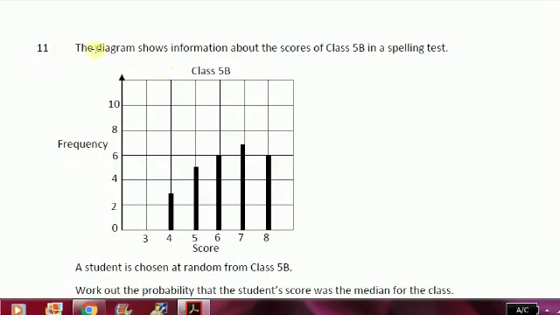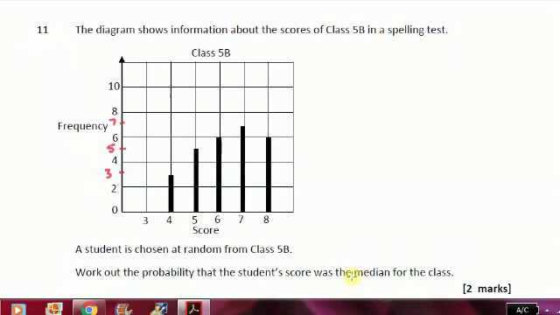Question 11. The diagram shows information about the scores of Class 5B in a test. So score of 4 was obtained by 3 students. Score of 5 was obtained by 5 students. 6 was obtained by 6 students. 7 was obtained by 7 students. 8 was obtained by 6 students. A student is chosen at random. Work out the probability that their score was the median of the class. So you have to think about the meaning of the word median.